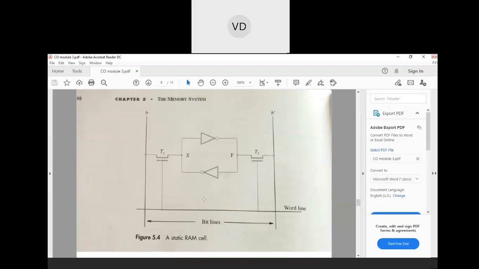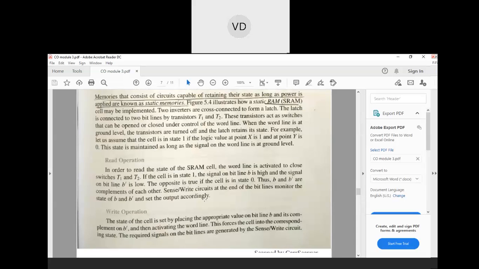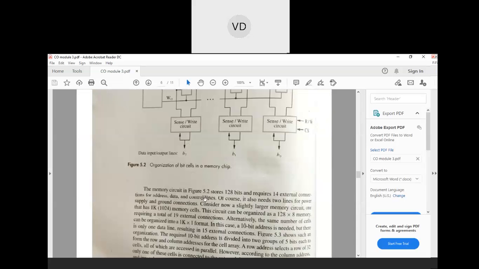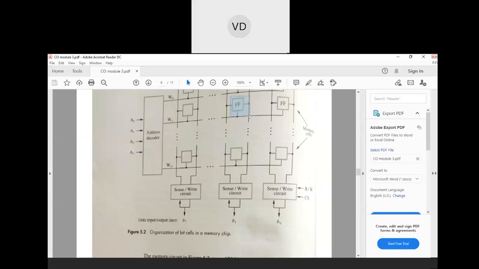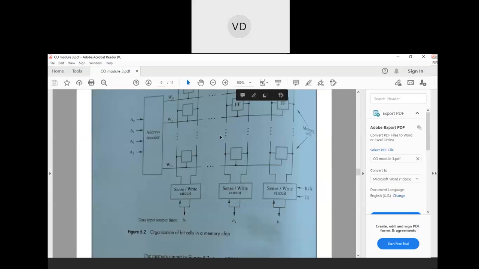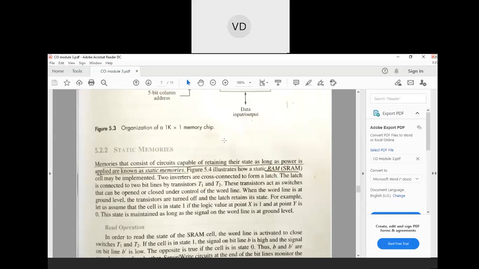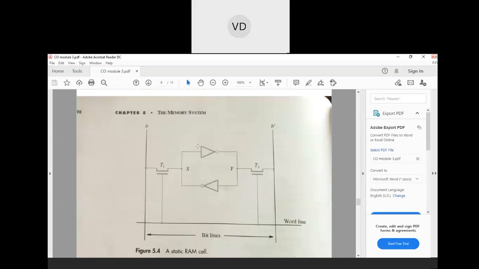In the static, I told you what static means. Static memory stores the data only till the power is given to it. Is it not? How is it working? Now we have seen the cells here. I told you these are the cells. So what is the organization of this cell, how is this individual cell working, that we are going to see in the next diagram here.